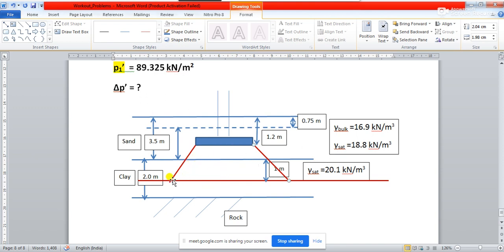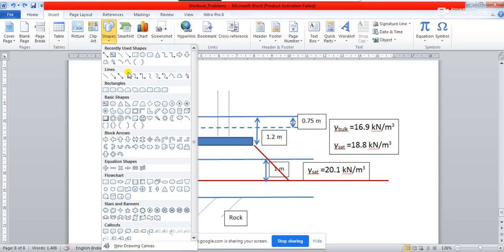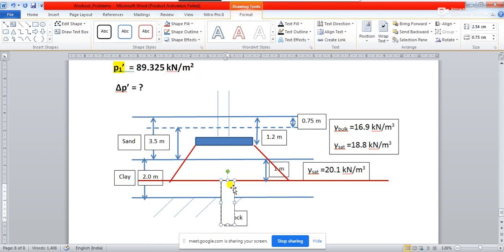So where are you finding out delta P actually? You are finding out delta P somewhere here, right? Let me just insert a box, otherwise it will not be clear. You are trying to find out delta P somewhere here, right? Delta P you are finding out at the middle of the clay layer.